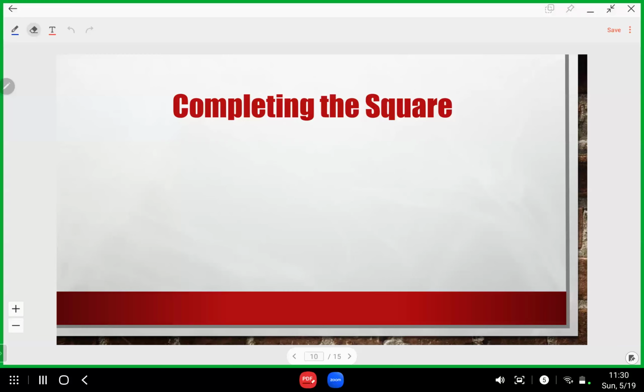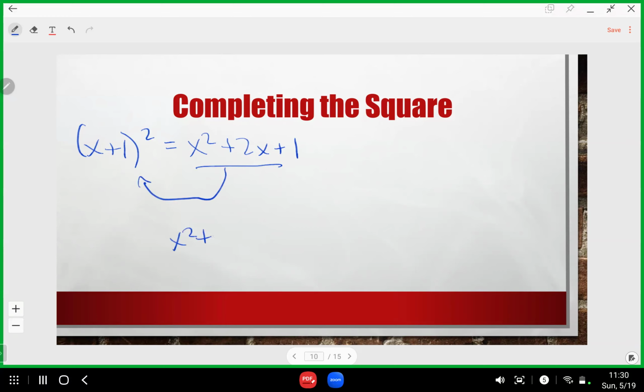So what is completing the square? Let me just remind you what a square is. So x plus 1 squared is equal to x squared plus 2x plus 1, except now we're going from this back to this. So if you have x squared plus 2x, and you want to complete the square, you have to add 1. That's equal to x plus 1 squared. Okay, so that's completing the square.